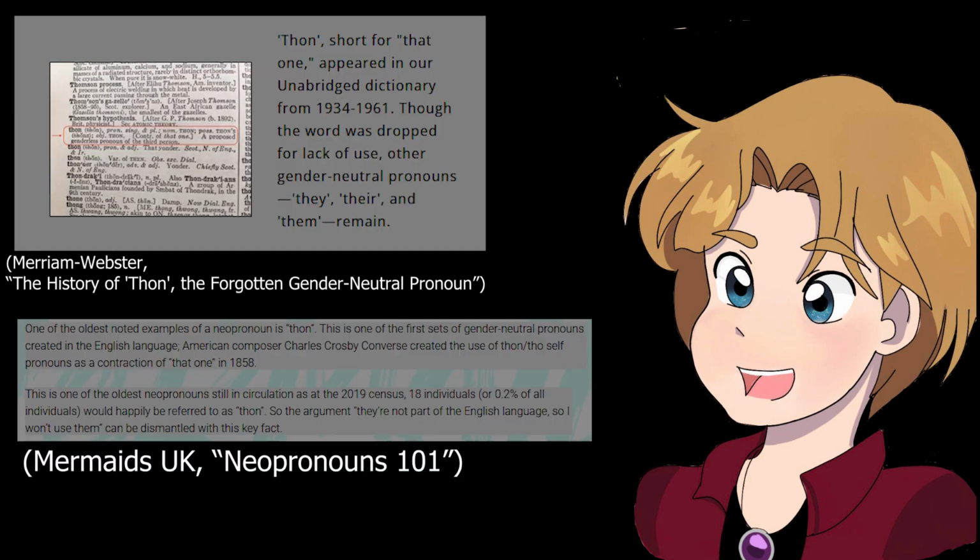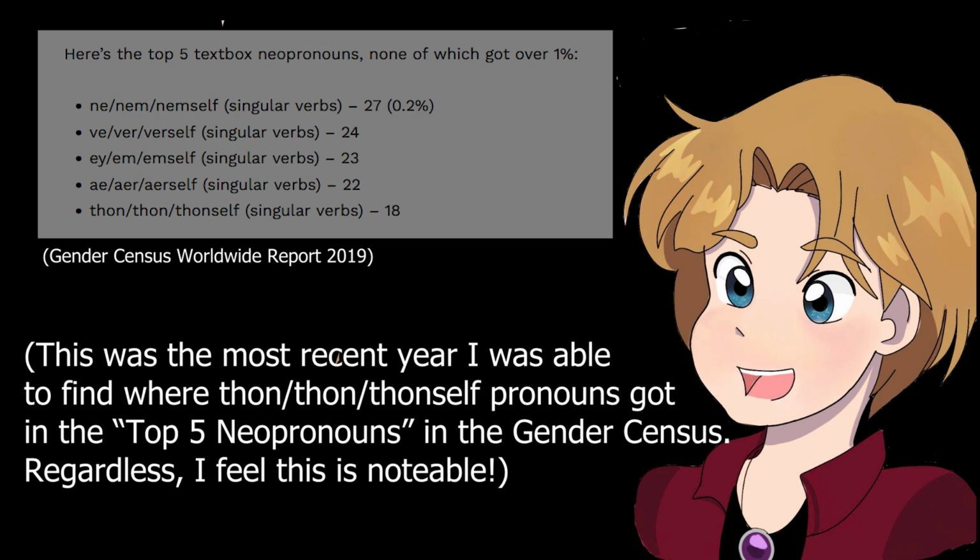One of the other early examples of neopronouns is thon, a set of neutral pronouns created by Charles Crosby Converse in 1858. This set of pronouns was created as a contraction of "that one." Despite being over 160 years old, there are some people that still use this set of pronouns, 18 people responding in the 2019 Gender Census, which I'll link below.